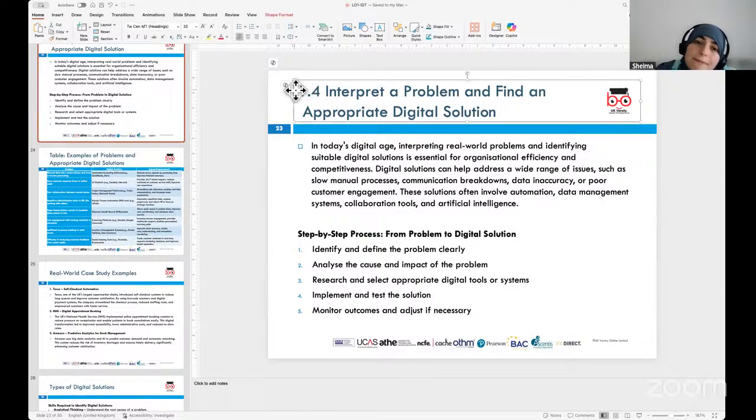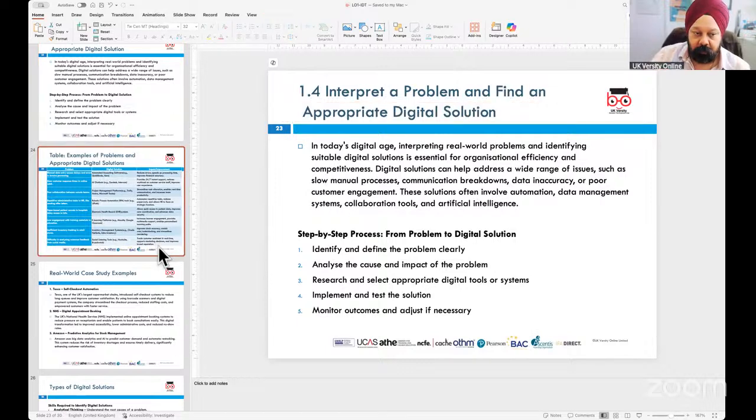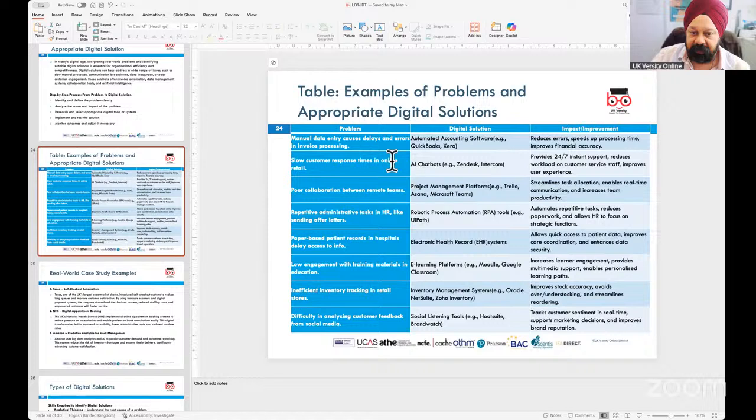Clear. This particular task talks about what we have to identify, what the problem is. And then when we look at the problem, we need to look at what digital technology or equipment allows us to solve that problem. So I have taken a couple of examples: there could be manual data entry delays, which is because of internet.